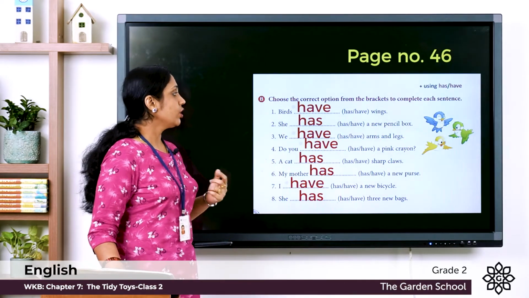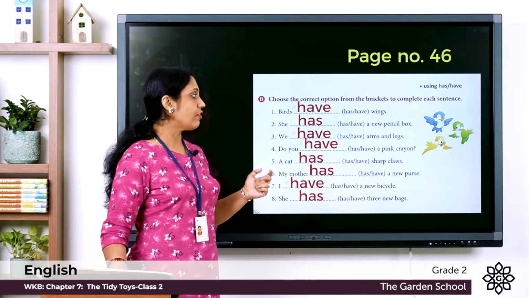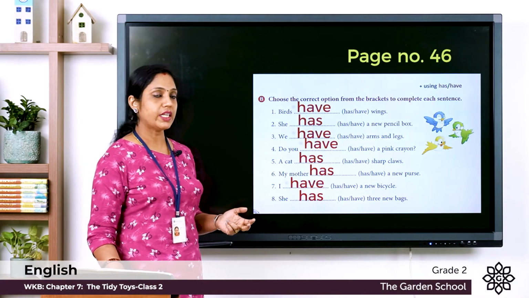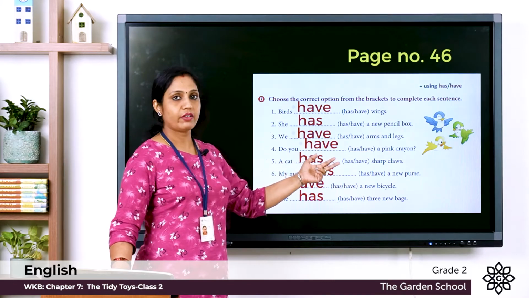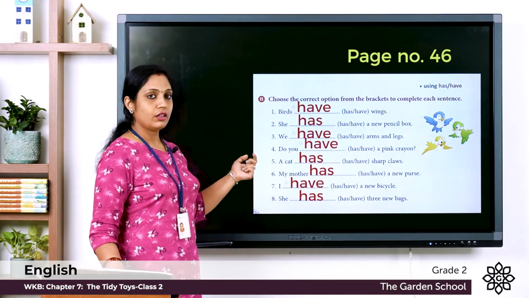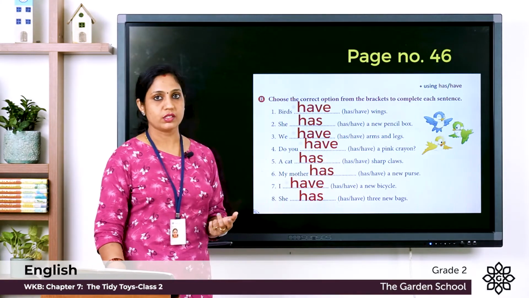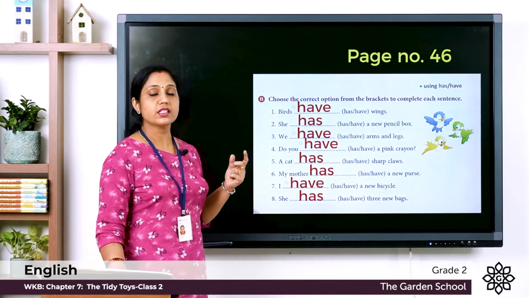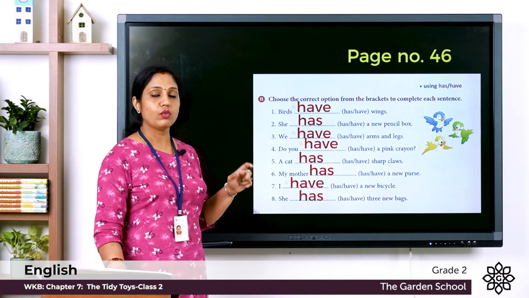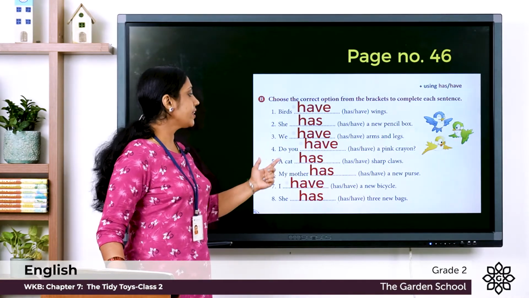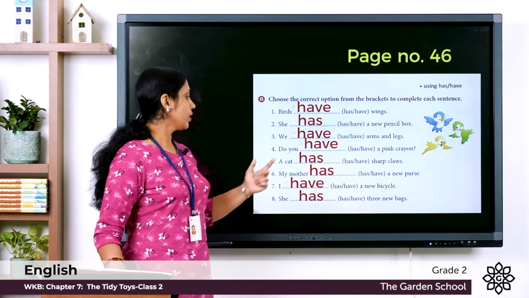The fourth one, do you has or have a pink crayon. So how can we write it? Do you have a pink crayon? Fifth, a cat has or have sharp claws. So look at the word cat, it's a singular noun. So with a singular noun we have to use has. A cat has sharp claws.